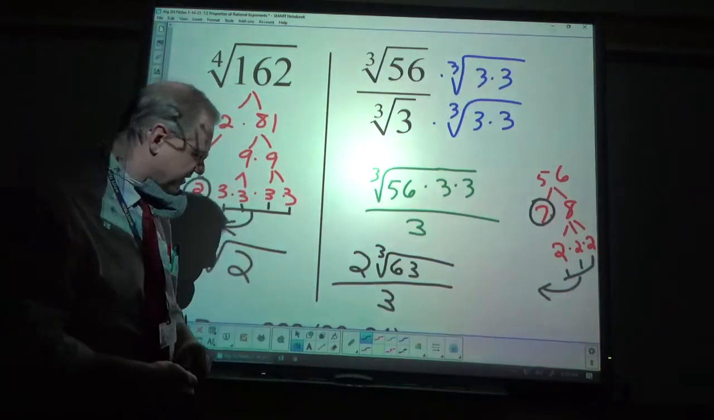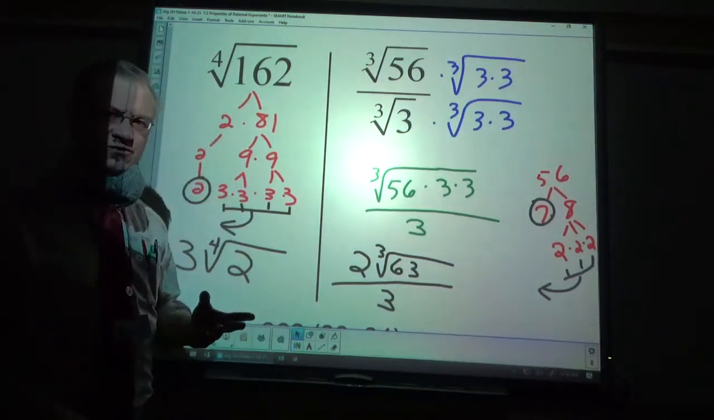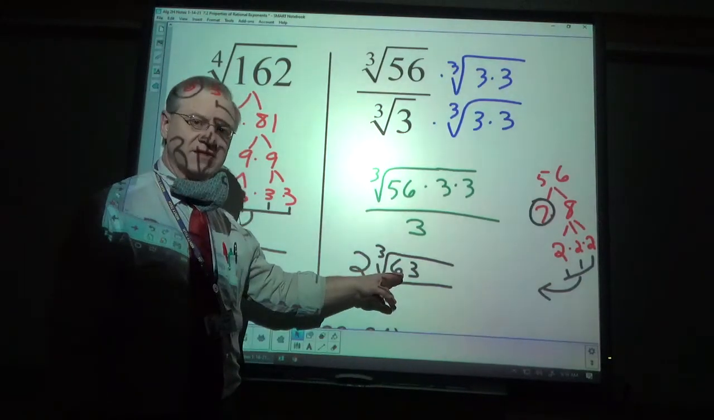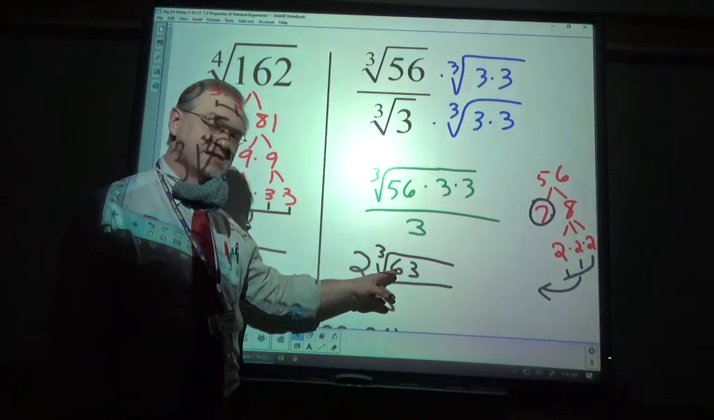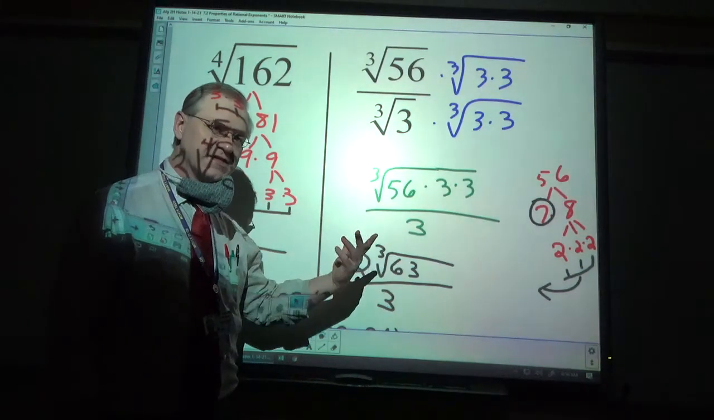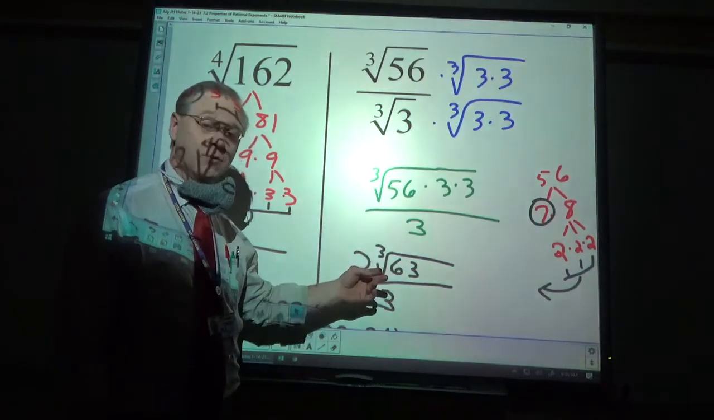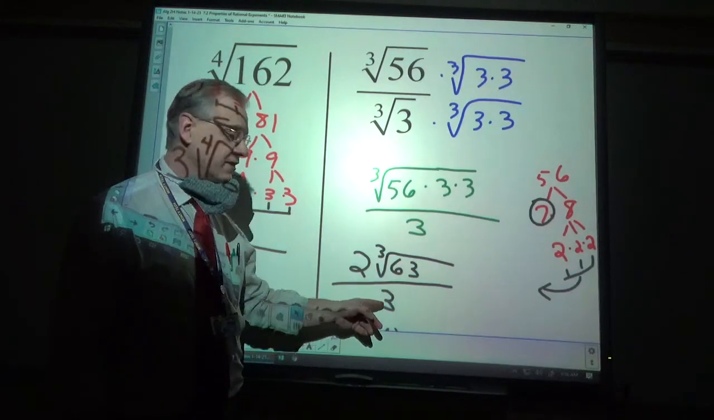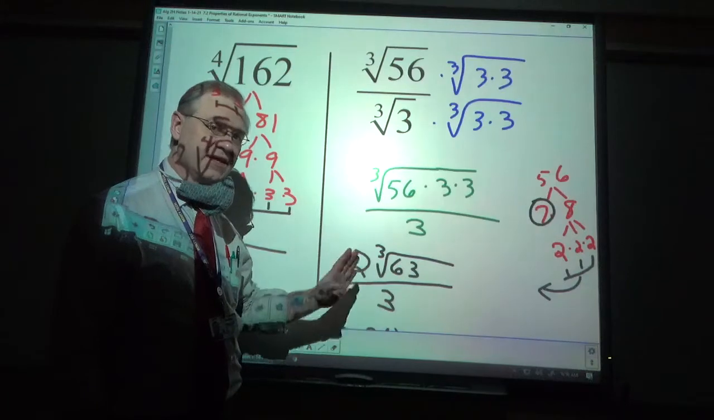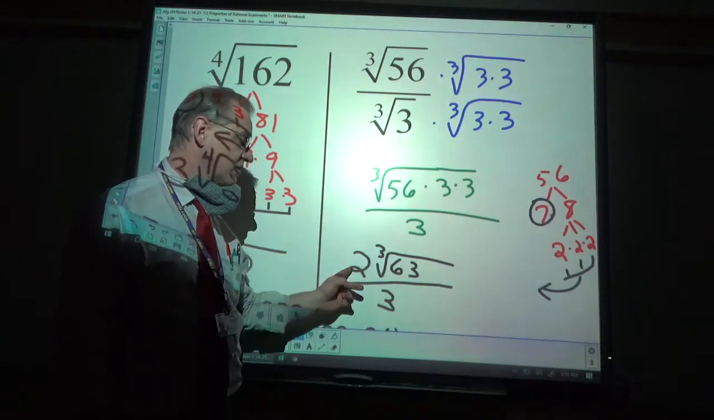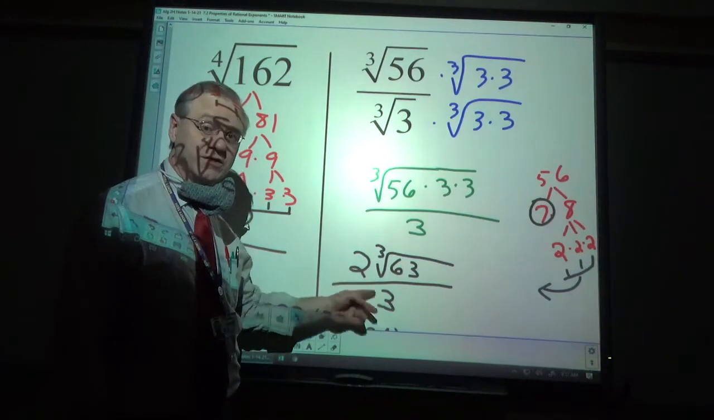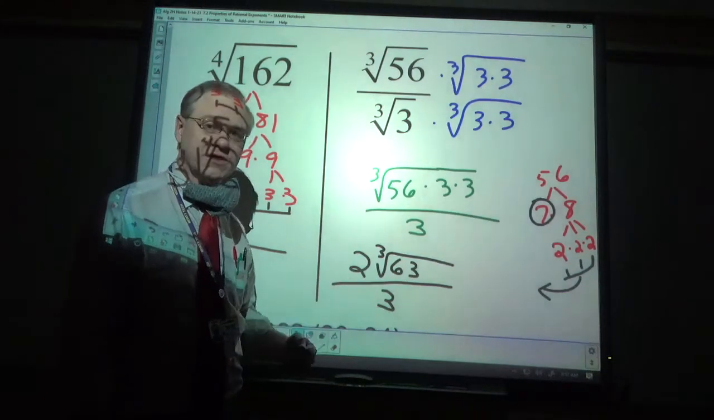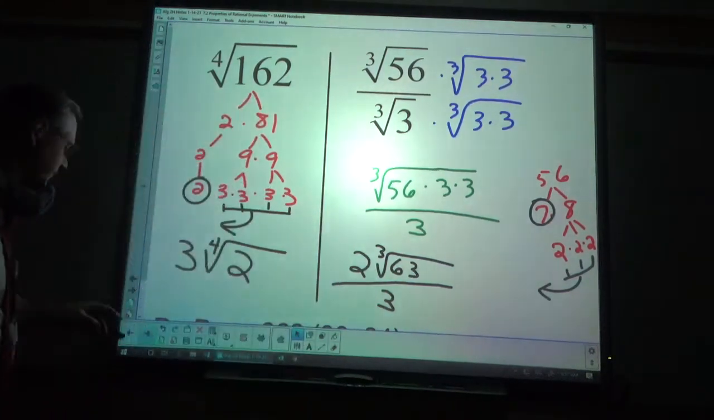Now, one of the things people often confuse is they think that they can reduce this 3 with this 63. But this is inside a cube root, so really it's being raised to a power. It happens to be the 1/3 power, but it can't be reduced with this 3. Because this is inside, this is outside, can't reduce them. You could reduce a 2 and a 3 if you could, because this number is on the outside, but they don't reduce, so you're done. There is your final answer.